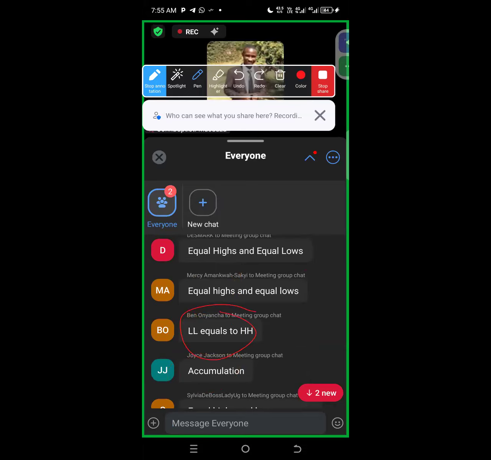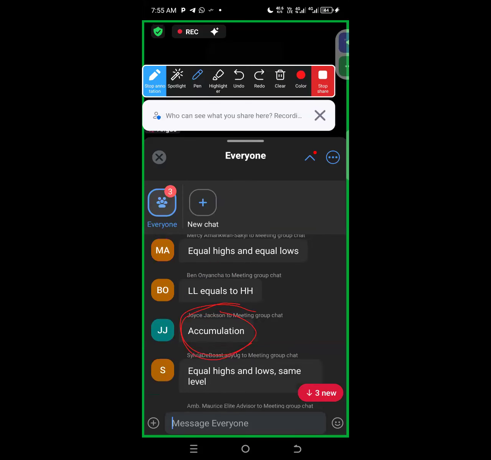Which one is this one, Ben? It is not lower equals to high. Lower low equals to higher high? No, I've not taught you that this morning. Which one is that? No. So it is equal highs, equal lows.